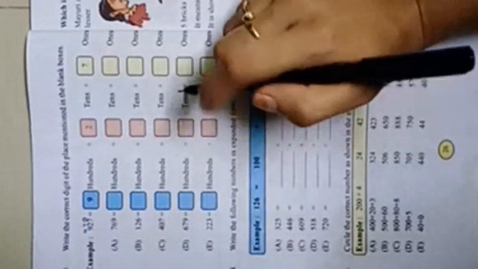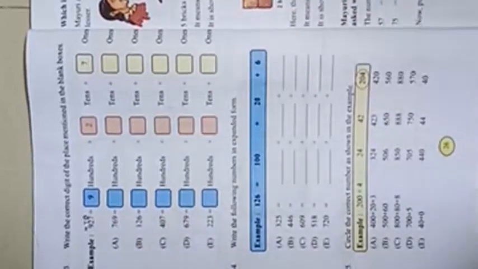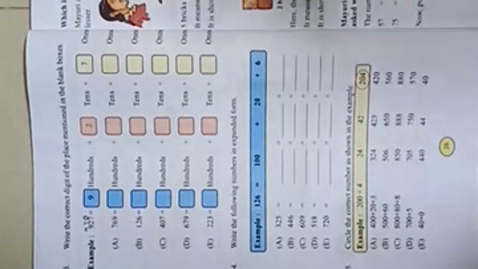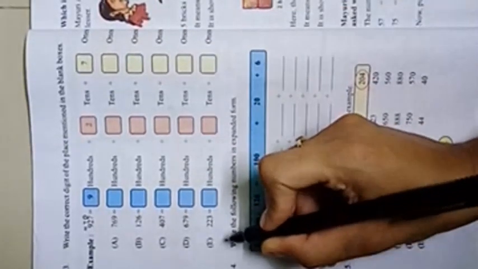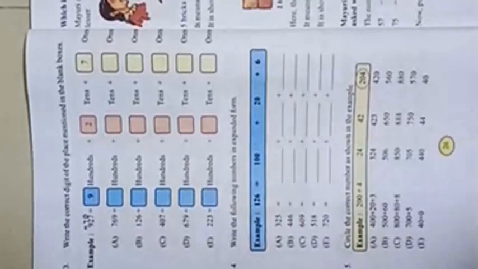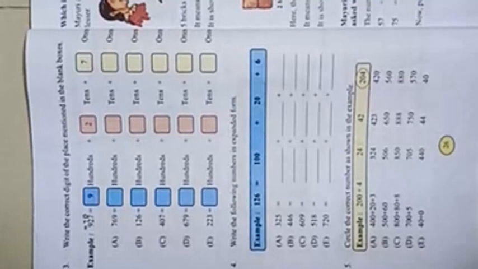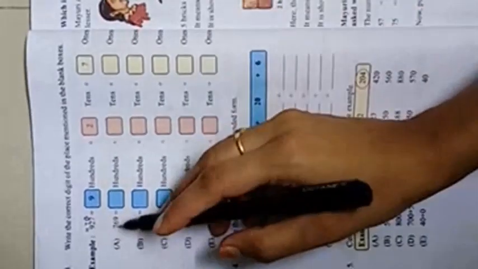I hope you understood this example and this A, B, C, D, E. You can do it on your own, but I want to explain. I'll give you a few more examples. You have to solve that in your notebook on your own. Today I'll send homework also through the My Class Campus app. Follow that app and do your homework in your notebook.